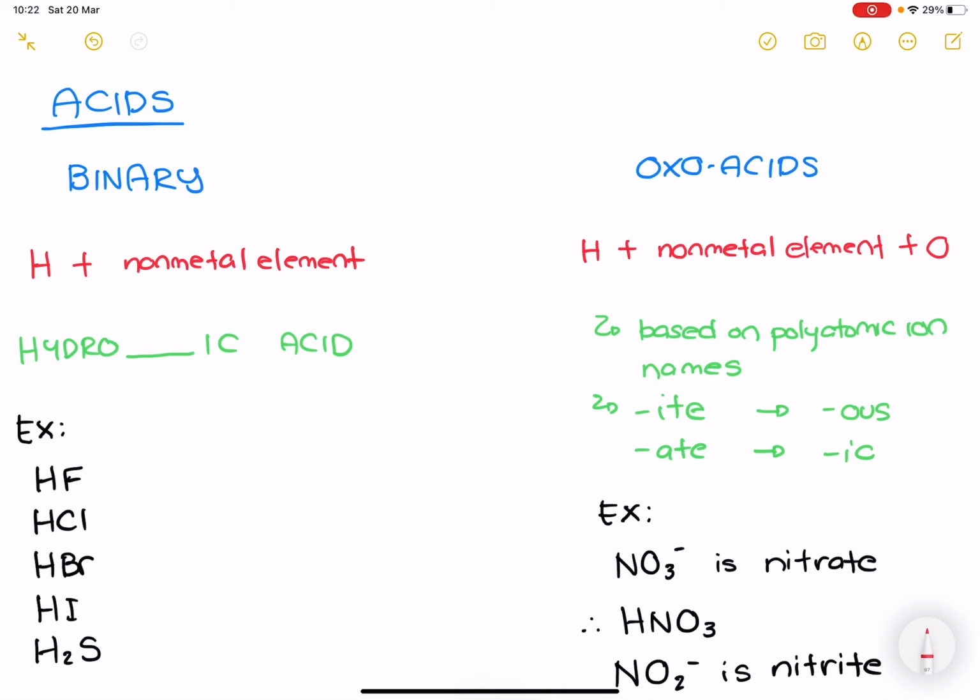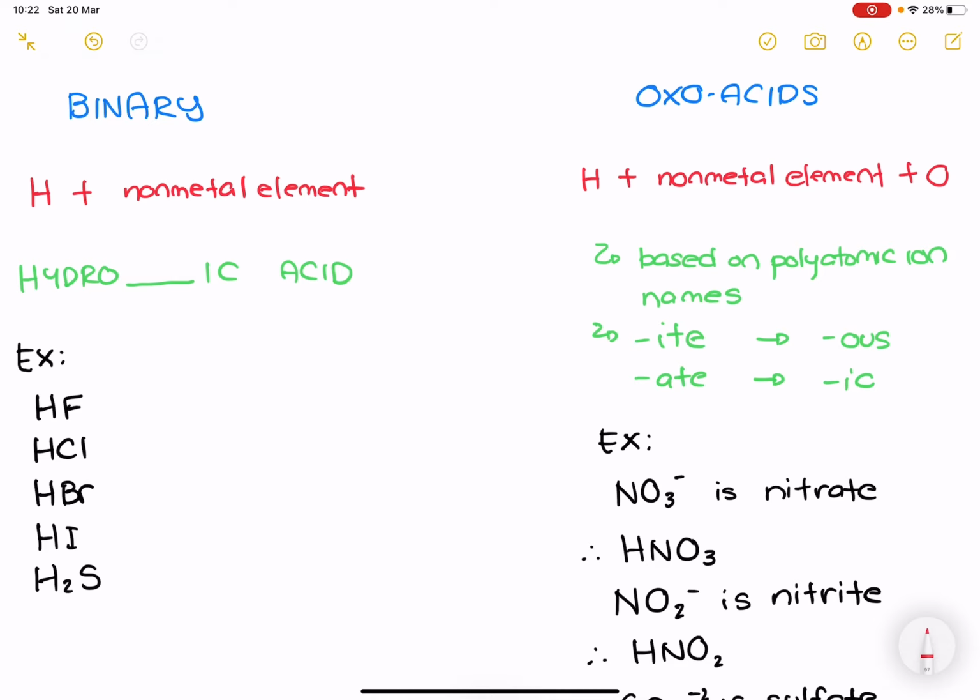Now, let's look into acids. Acids can be grouped into binary or oxo acids. When we say binary, it's made up of two elements, one of which is hydrogen, the other one is the non-metal element. Now to name them, we just make use of this template: hydro, the root of the element, IC, space acid. For example, if I have HF, it's a binary acid, we call it hydrofluoric acid.